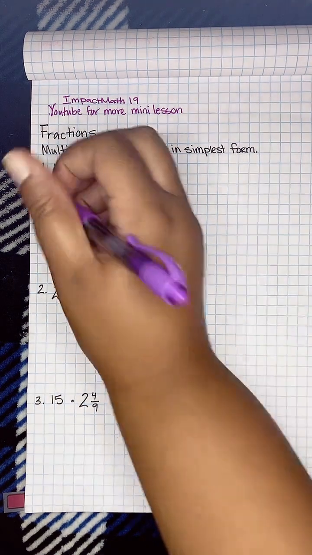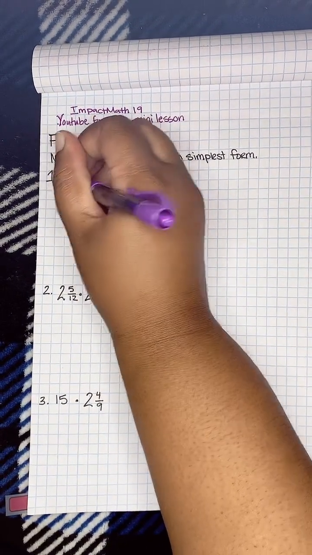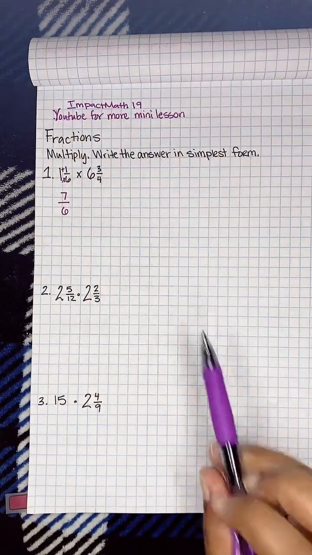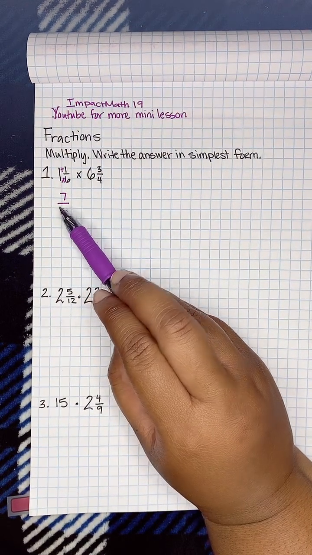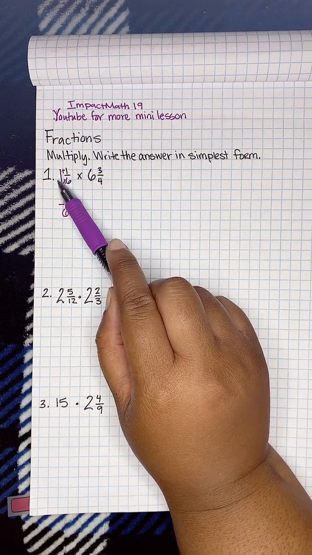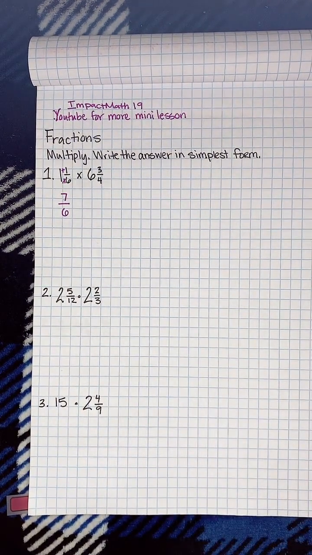Okay, so we have 7 over 6. Remember, we're multiplying and then adding, and the denominator always stays the same. 6 times 1 is 6 plus 1, that's how we get the 7. No worries, make the mistakes here so that you ace it on the test.